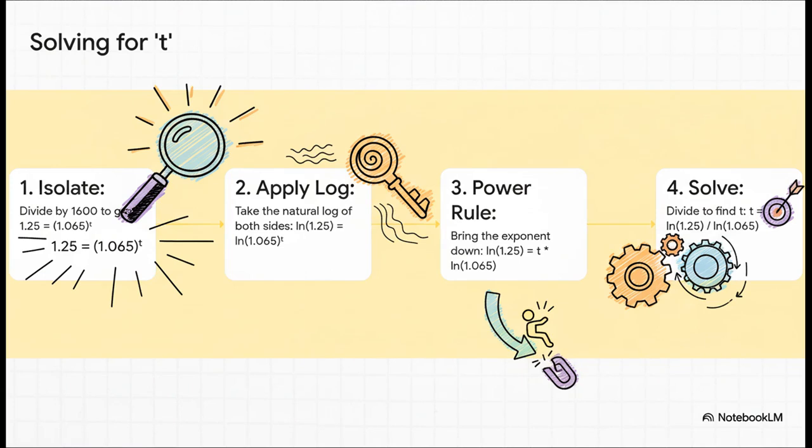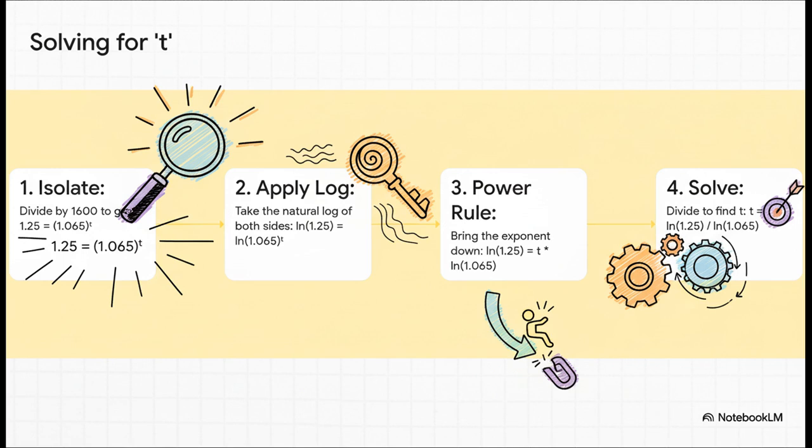Okay, let's just walk through this. First thing, we got to get the exponential part by itself. So we divide both sides by 1600. That gives us 1.25. Now, for the magic step, we use our key. We take the natural logarithm of both sides of the equation. Because of a handy rule for logs, this lets us take that exponent t and bring it right down in front as a multiplier. And just like that, t is free. It's no longer an exponent.